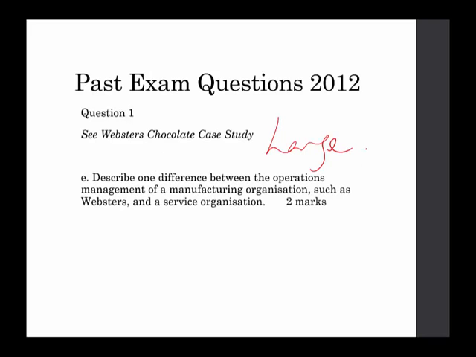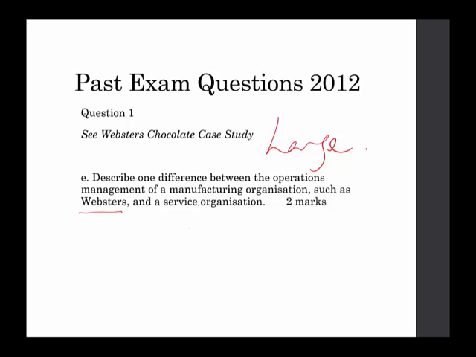That case study is freely available, obviously, from 2012, and it's about an organisation undergoing change, pursuing a higher quality product rather than trying to compete with big players. But in this case, it is: describe one difference between the operations management of manufacturing, such as Webster's, so this is a chocolate company, and a service organisation.